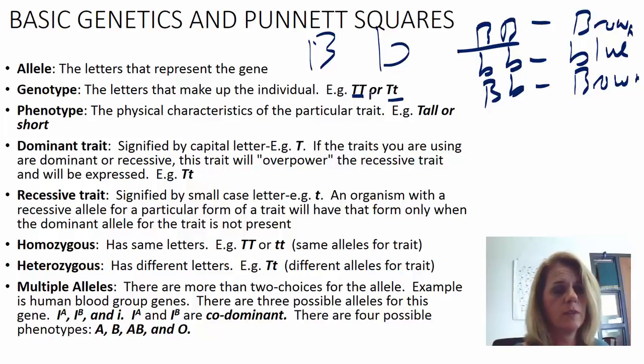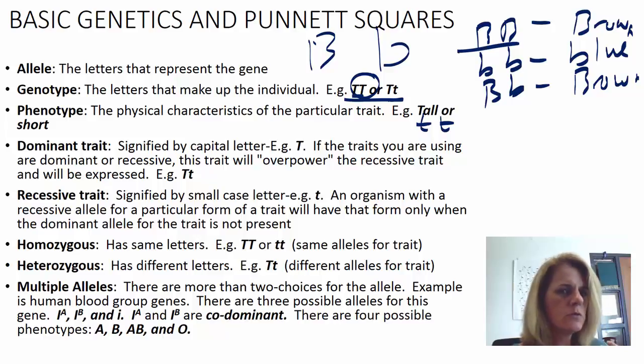So for the example here, we have big T and little t. Big T stands for tall. Little t stands for short. If you have two big T's, you're tall. If you have two little t's, you're short. If you have one big T and one little t, you're kind of medium height. That's kind of where we're going with that. Okay?